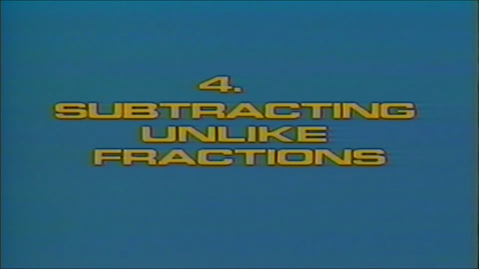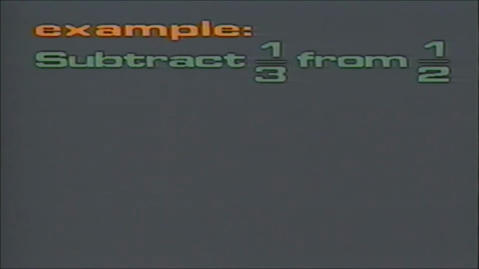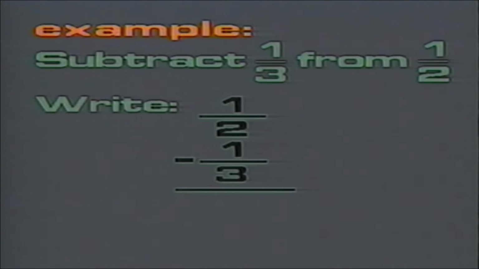We've spent a lot of time learning to add unlike fractions. We should have an easy time subtracting unlike fractions. I was thinking of an example we used before. We added 1/3 and 1/2. Let's subtract 1/3 from 1/2. Be careful. That's 1/2 minus 1/3.